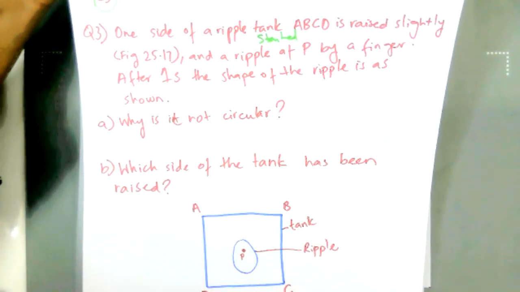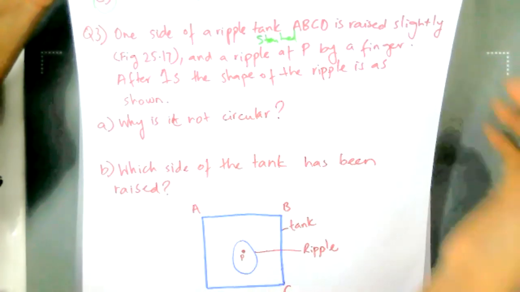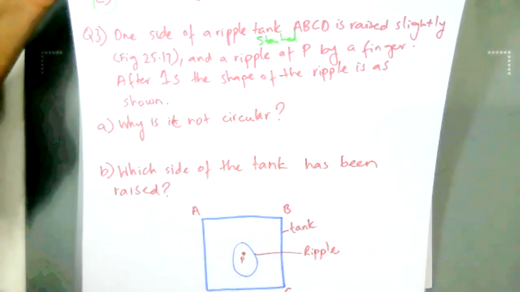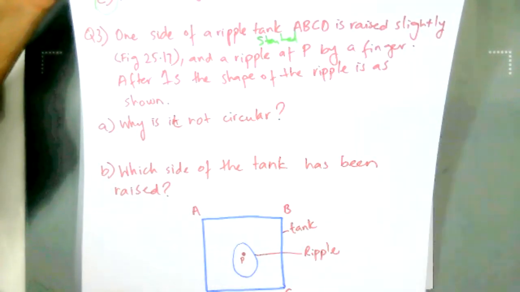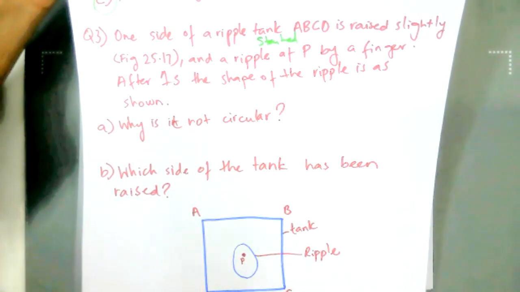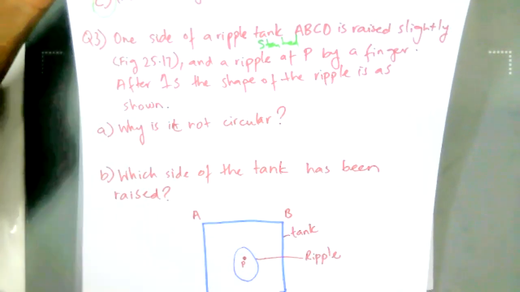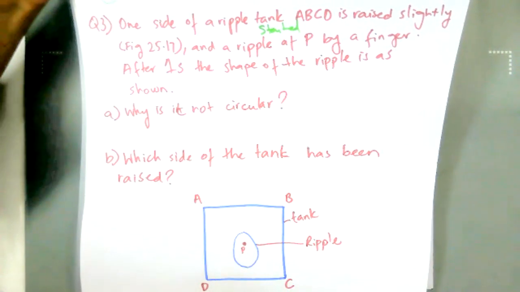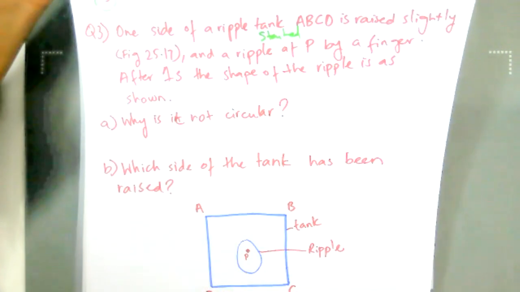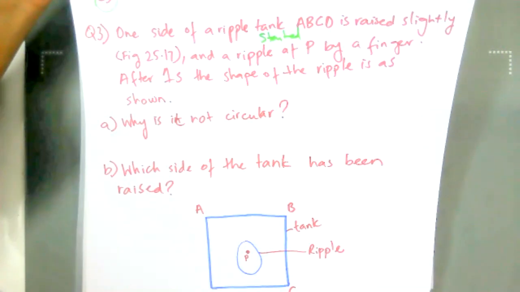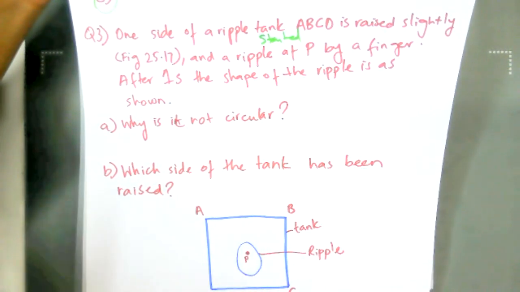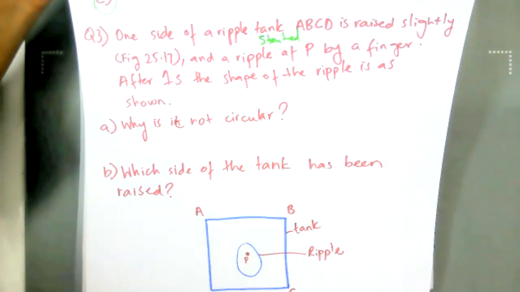Okay. So basically, the hint is on the phrase raised slightly. If one part of the tank is raised slightly, the waves on that part are not going to move too fast. They're going to be at a different speed than the rest of the waves, and that is why it's not circular. So the answer is because the depth of the tank is uneven, the waves are not circular.